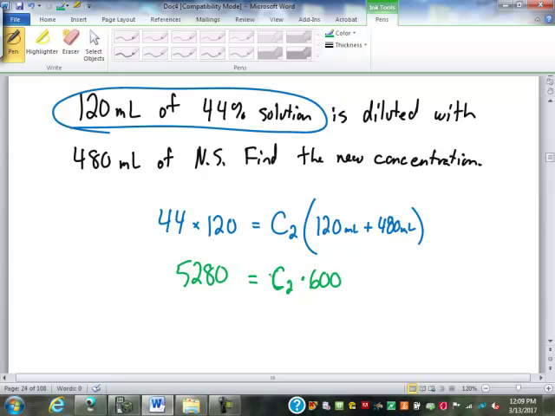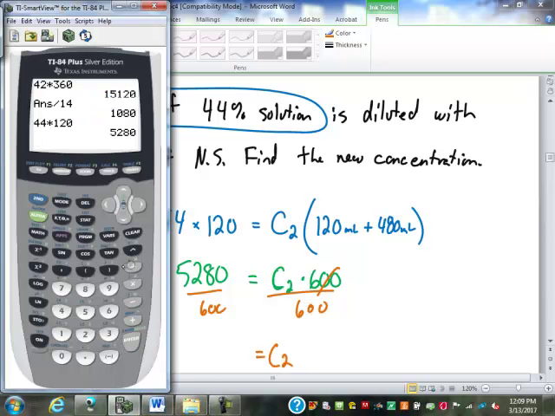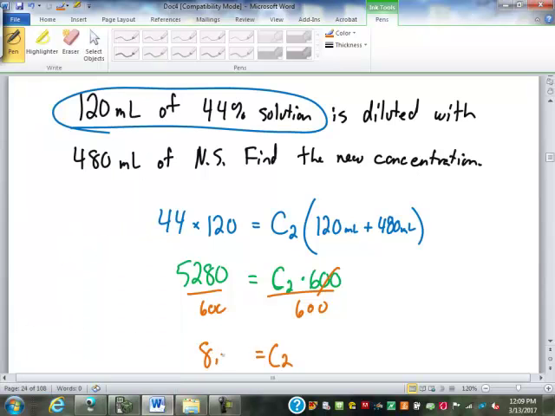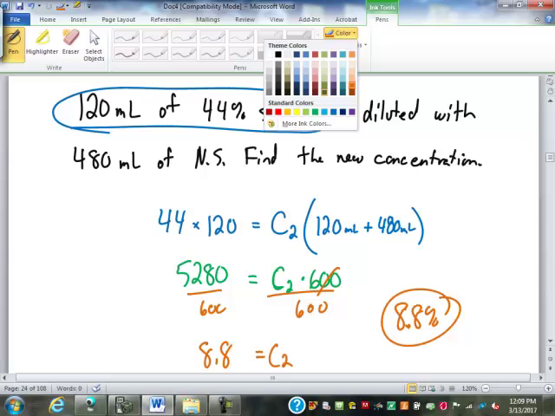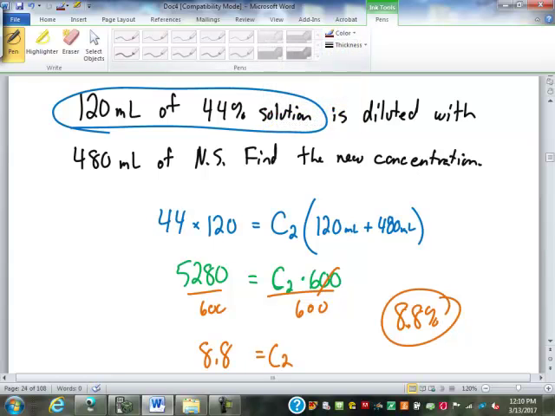And now we're going to divide out. We'll divide by 600 here. Gives us 8.8. So this is an 8.8% solution after being diluted with that 480 milliliters of saline.